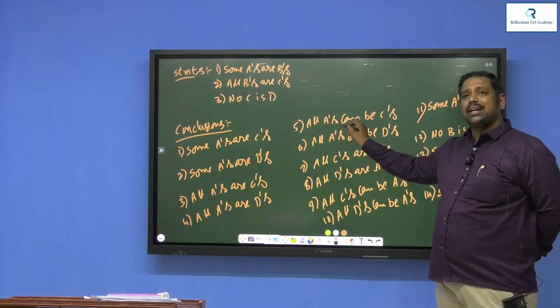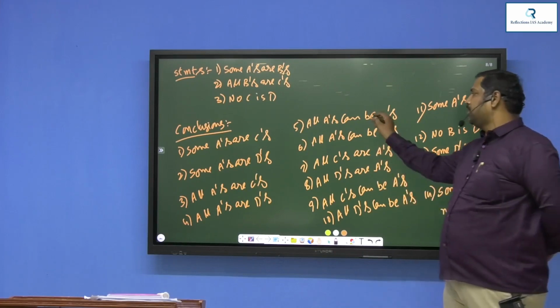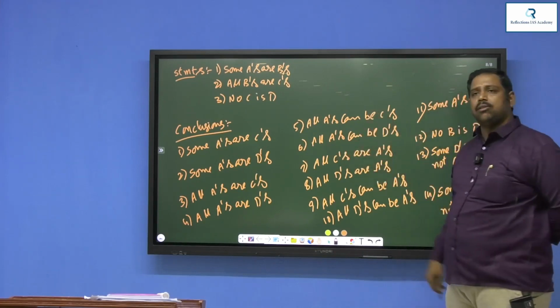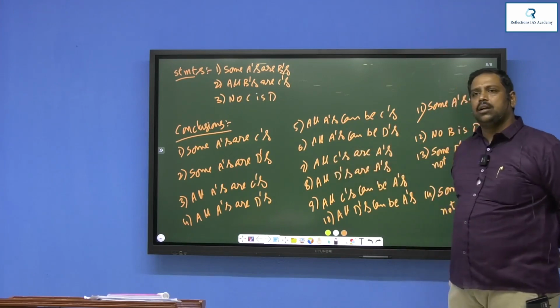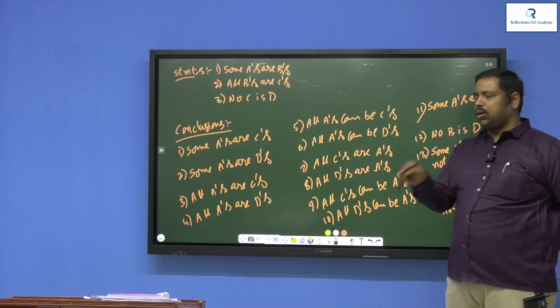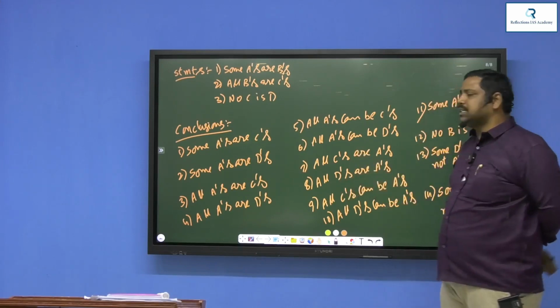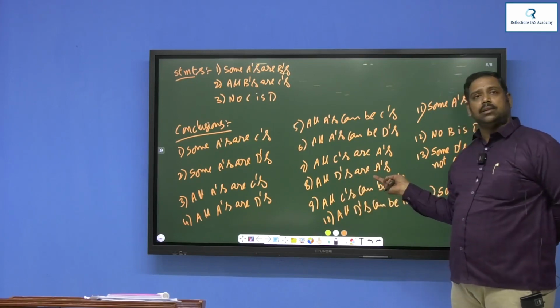Can means it's a possibility, right or wrong? Indefinite. All A's can be D's. Indefinite. All C's are A's. Definite positive. Indefinite positive, negative, two types, right? Definite positive. Next one, all D's are A's. Definite positive. All C's can be A's.